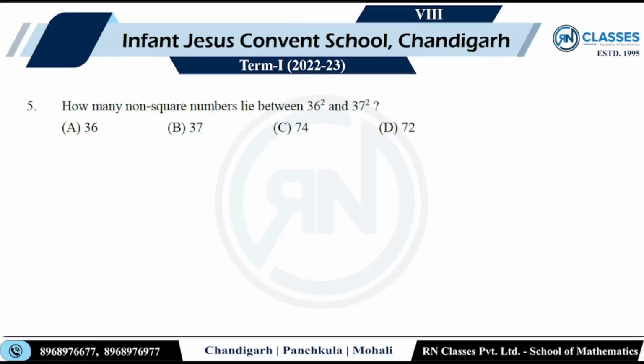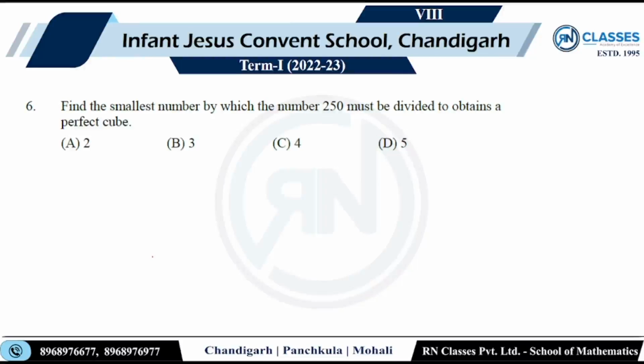Question number 5. How many non-square numbers lie between 36 square and 37 square? We have to find non-square numbers. Remember the formula. Between n square and n plus 1 square, the number of non-square numbers is 2n. Now n is 36. Be careful, the answer could not be 36, it had to be twice that.